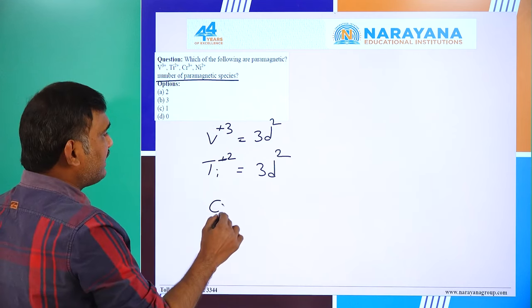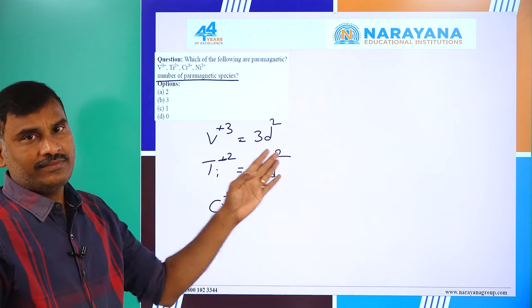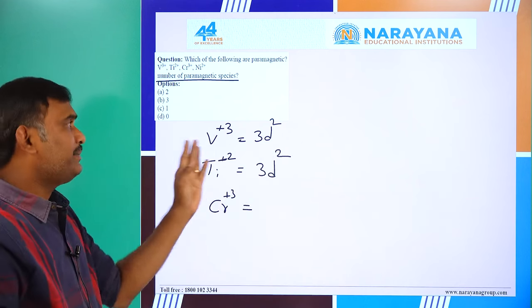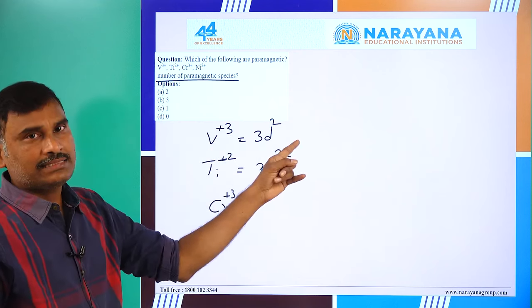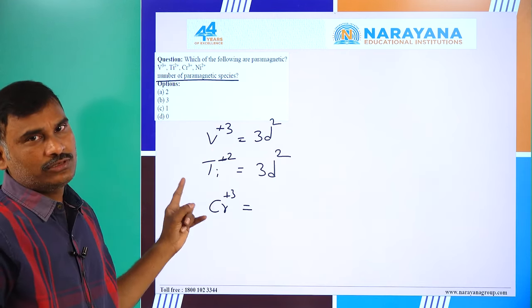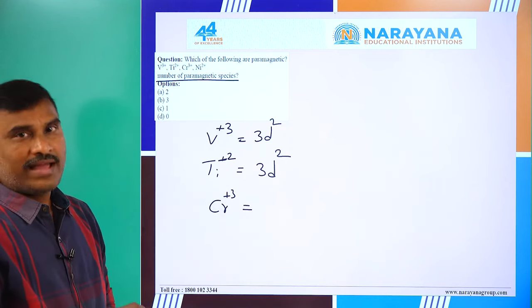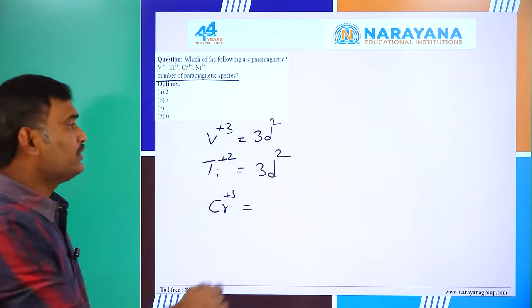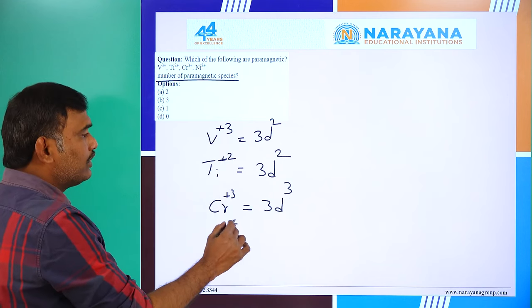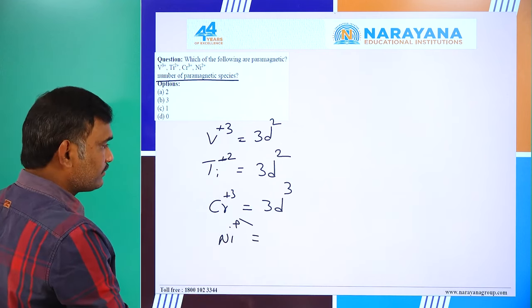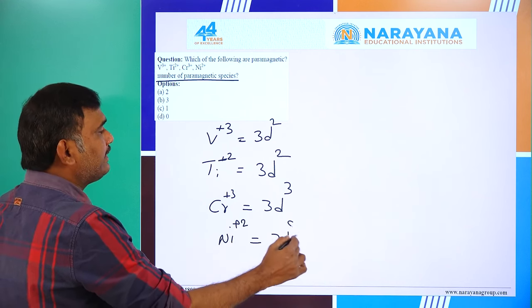Now chromium plus 3. Vanadium is 23, so the electrons are 4s2 3d3; for vanadium plus 3, three electrons are out, that is why 3d2. Titanium is 22, that is 3d2 4s2, and again 3d2. Chromium plus 3 starts from 3d5 4s1, and after losing electrons it becomes 3d3. Nickel is 3d8 4s2, so nickel plus 2 is 3d8.